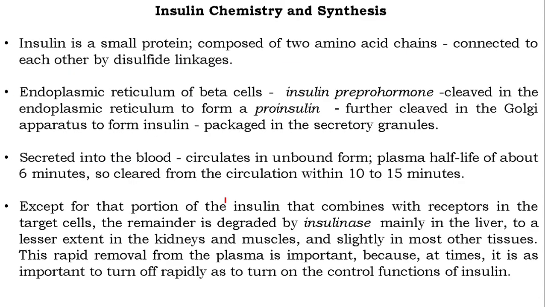Insulin chemistry: insulin is a protein. Insulin is a protein finally produced, consisting of 51 amino acids. First of all, it is produced in the endoplasmic reticulum of the beta cells in the form of an insulin pre-pro hormone. Then it is cleaved.